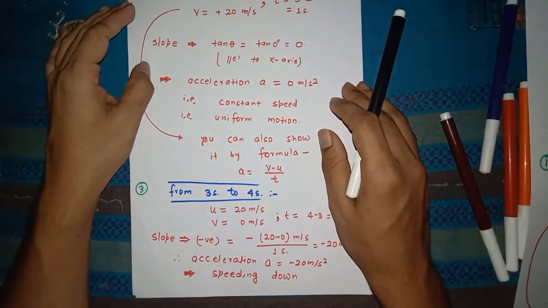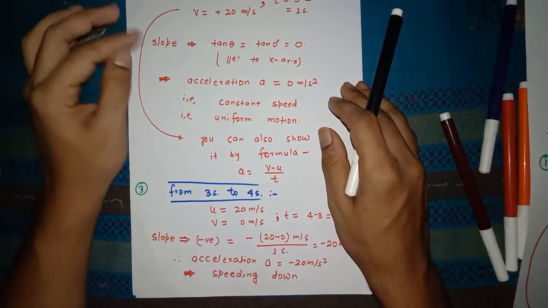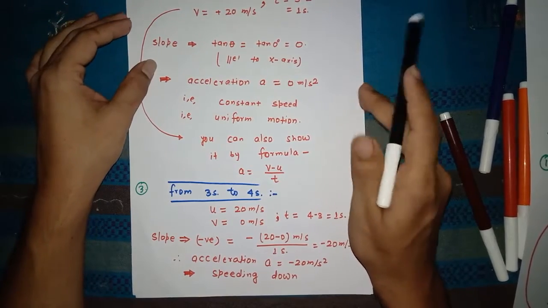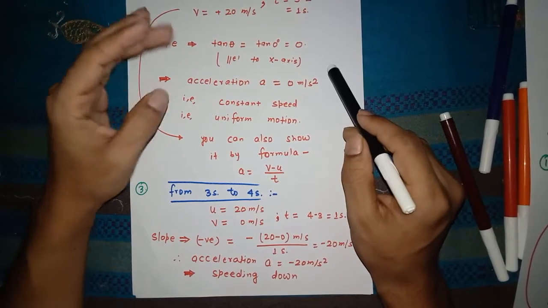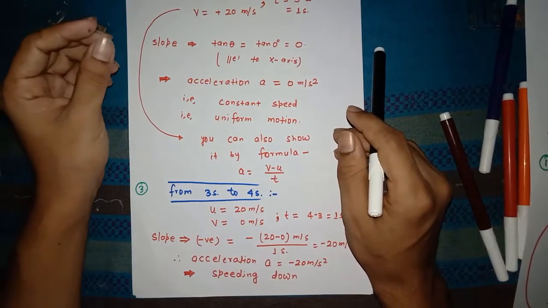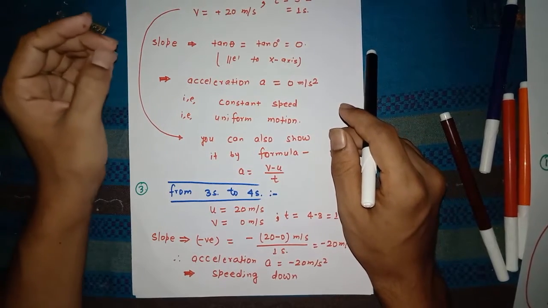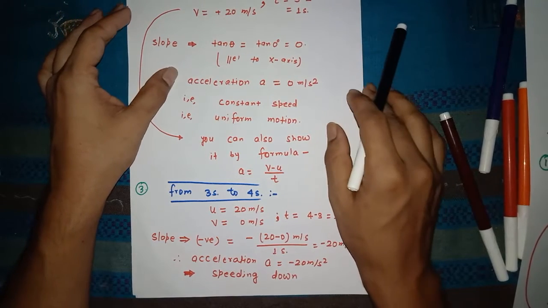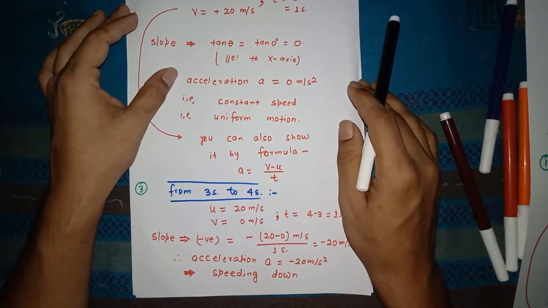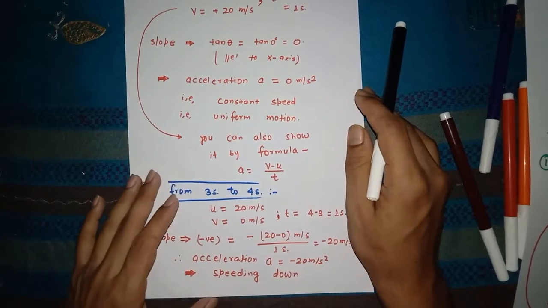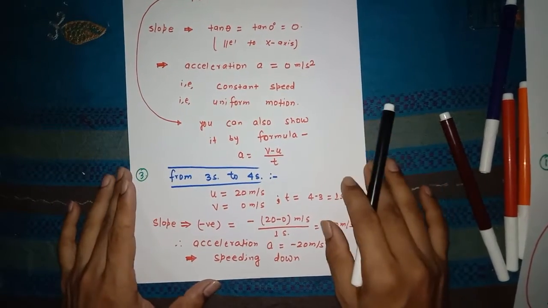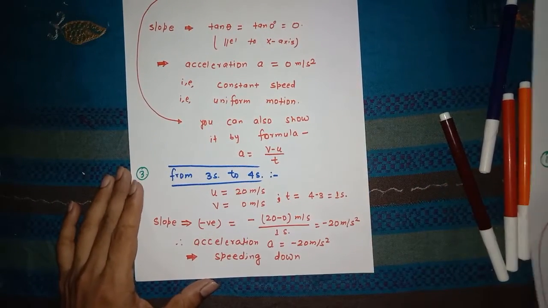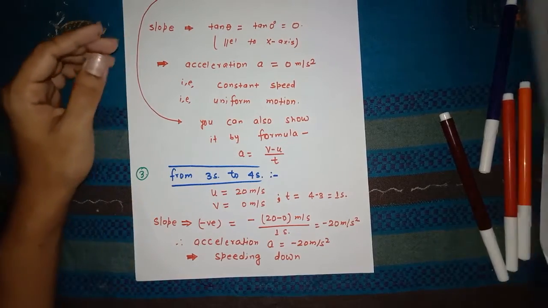So we can say that if there is no acceleration, that means the speed never changes. That means there is constant speed. That means you have uniform motion in that section from 0 to 2 seconds. You can also calculate it by v is equal to u plus at. In the same manner, you can calculate the information from 3 to 4 and 4 to 5 seconds.